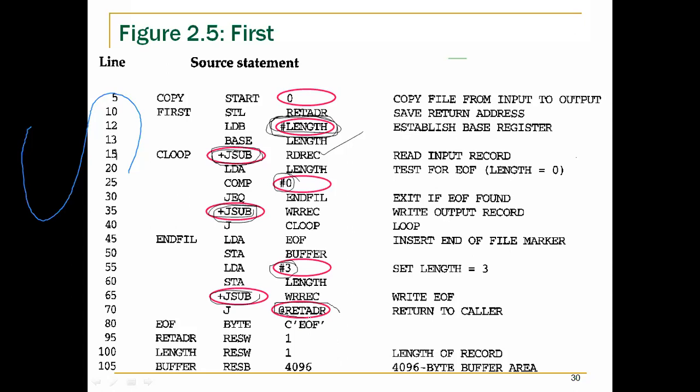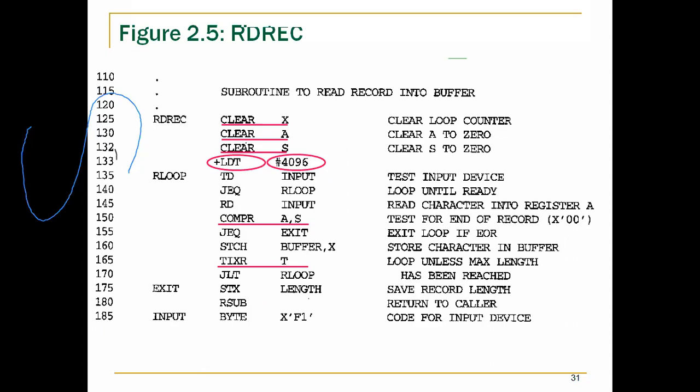See here at RETADR, we have seen an at symbol. Whenever I see an at symbol, it means it is using an indirect addressing mode, right? Look further. Some of the instructions are using registers, correct? X is a register, A is a register, S is a register. So what does it mean? It means that these are register instructions, or instructions that use the register. So they may be format 2 instructions.